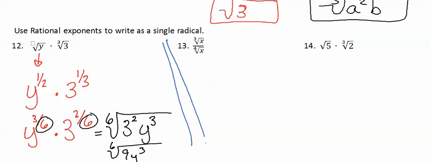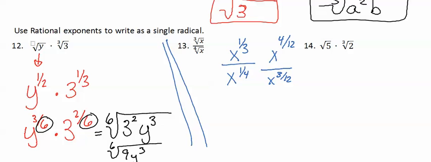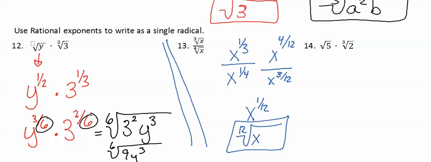We'll do the same thing with number 13. I'm going to have x to the 1/3 over x to the 1/4. Again, we're looking for common denominators, so we'll change this into x to the 4/12 over x to the 3/12. And we can do the subtraction right away and get x to the 1/12 and put it underneath the radical: the 12th root of x. Go ahead, pause the video, see if you can get number 14.